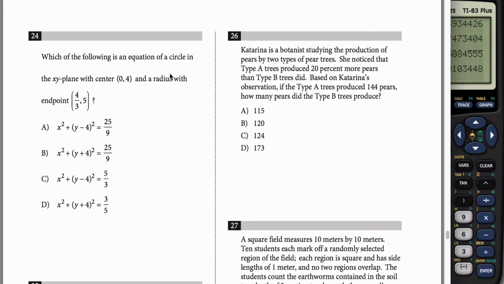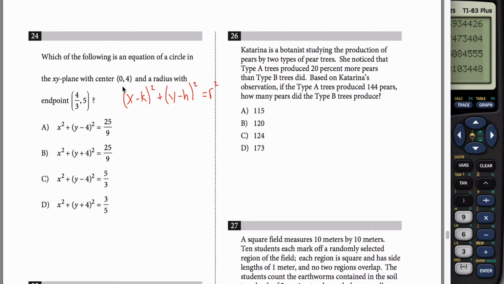24. Which of the following is the equation of a circle in the xy plane with the center 0, 4 and a radius with this endpoint? Okay, that's a little bit tricky. What you need to know is the equation of a circle is x minus the x-coordinate of the center squared, plus y minus the y-coordinate of the center squared has got to be equal to the radius squared.